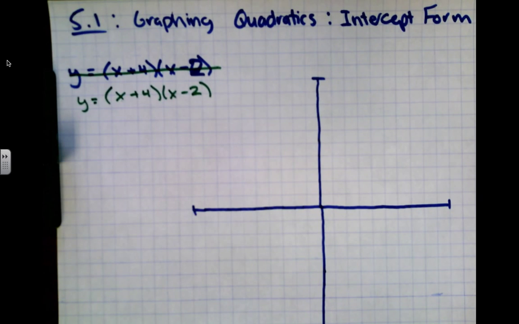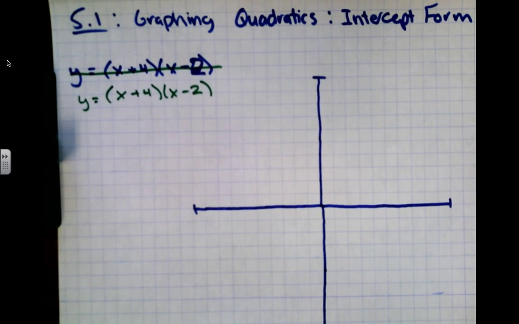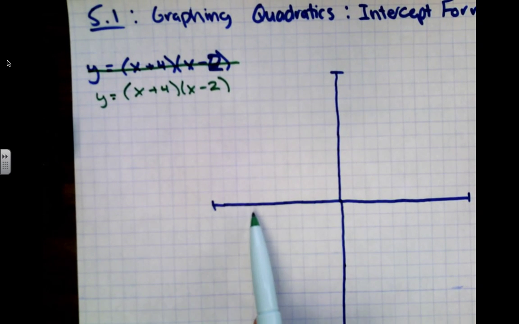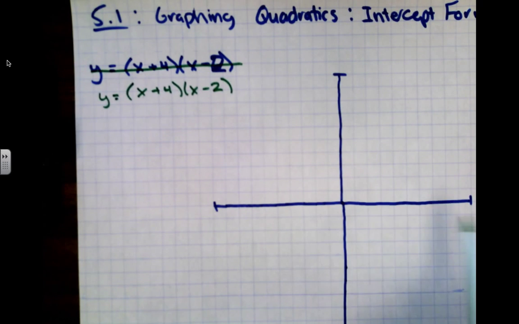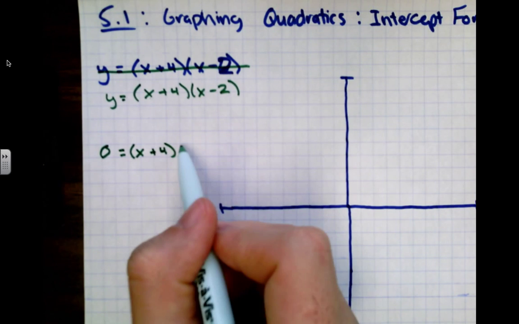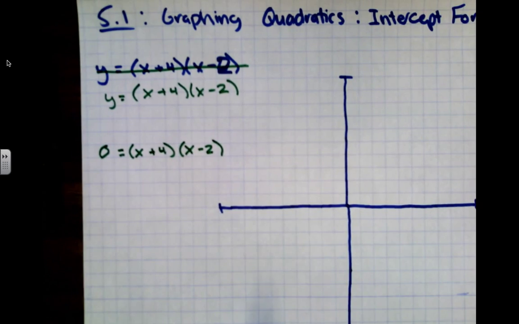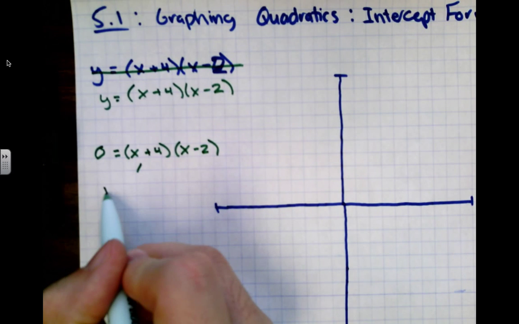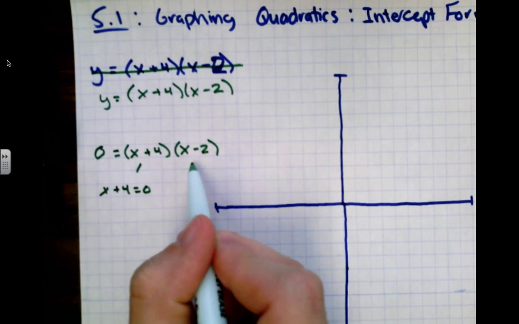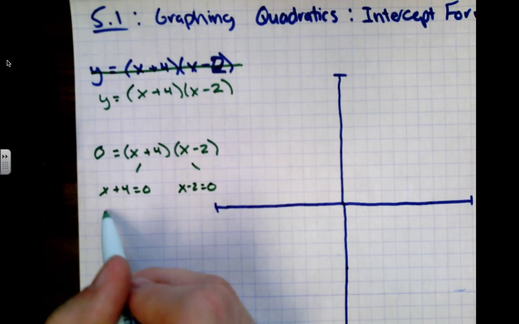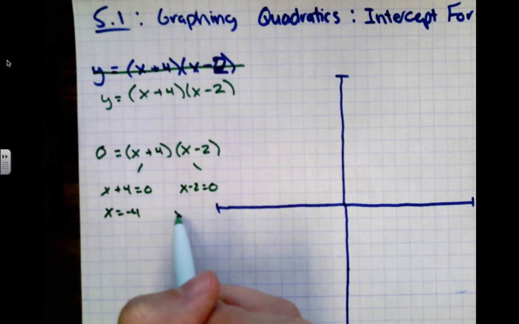The reason why it's called intercept form is because we can identify our x-intercepts right from here. We know that our x-intercepts are when y equals 0 along this line. So if we were to set this equal to 0, we would go through and say, what's going to end up making this true? And due to the zero product property, we could set x plus 4 equal to 0 and also set x minus 2 equal to 0. And we go through and we solve these. We get x equals negative 4, and we get that x equals 2.